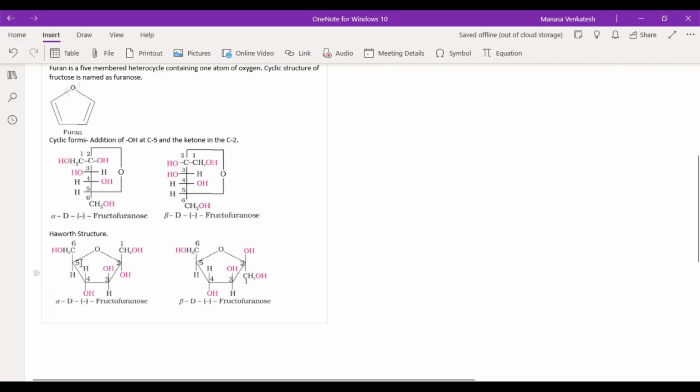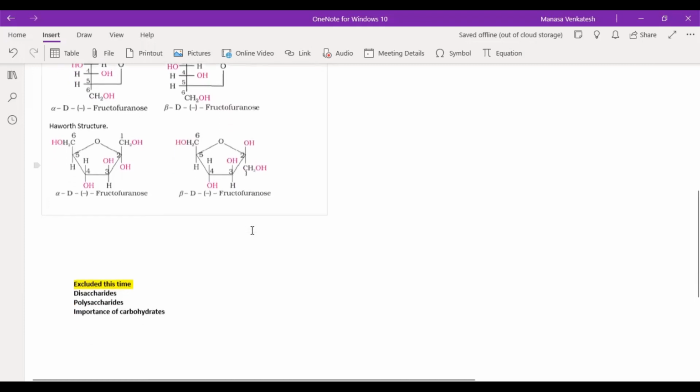Now, in this case, you will have a difference in terms of the anomeric carbon, which would be the second carbon. So here, the second carbon atom, you have the CH2OH at the top and OH at the bottom in alpha. And in case of beta, we have the CH2OH at the bottom and the OH at the top.